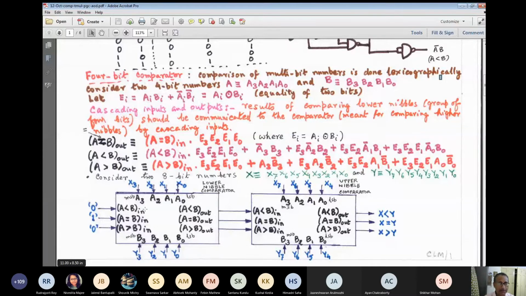If I find that this holds good, then immediately I can say, regardless of the other conditions, which of course cannot all hold good at a time, that the entire word A is less than B. Or else, if the third condition is true, when A3 and B3 are bitwise equal, in addition A2 is less than B2, that means A2 is 0 and B2 is 1. That holds good when E3 AND A2 bar AND B2 is true. Then I can say that word A is less than B.